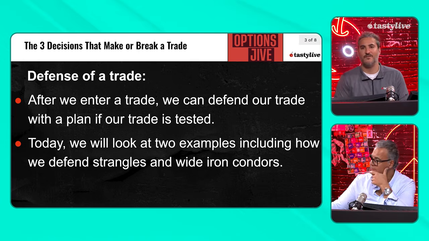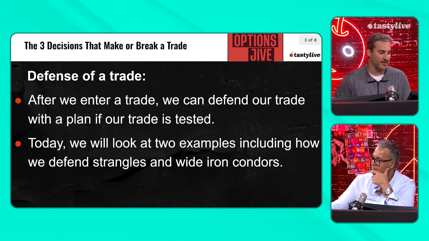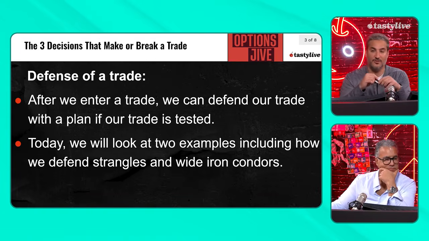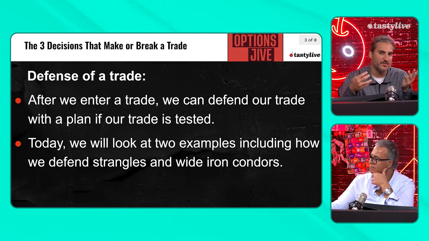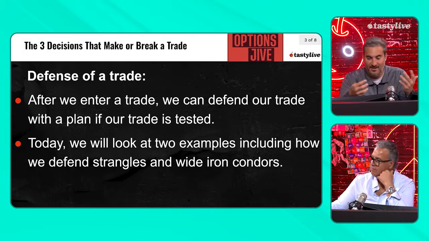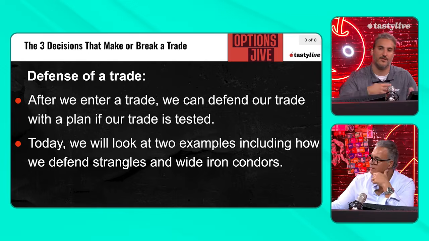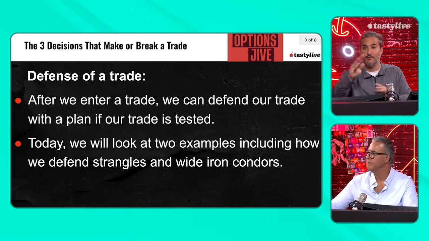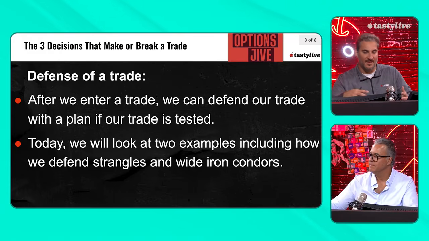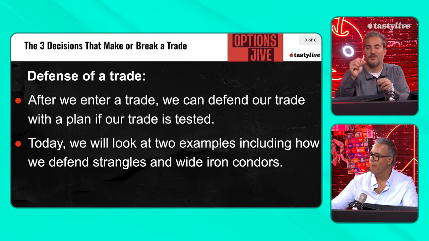So when we talk about defense of a trade, what that means is that after we enter the trade, we can defend our trade with a plan if our trade is tested. When you're tested on a trade, it means that the trade is going against you. If you sell a put spread and you are being tested, it means the short strike is close to at the money. The stock has fallen from when you originally put that trade on. If you're doing an iron condor, you have risk on both sides. When you are tested, it means that the stock is close to one of your short strikes.